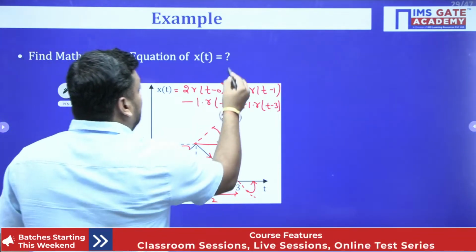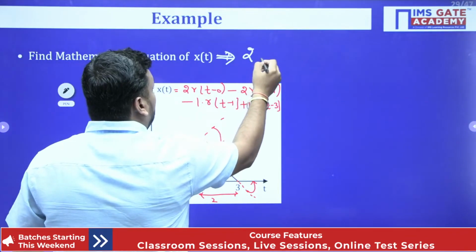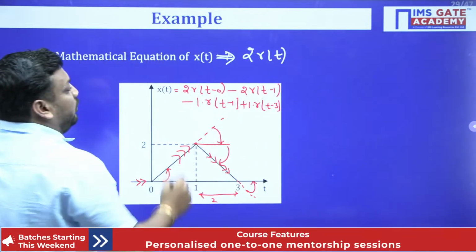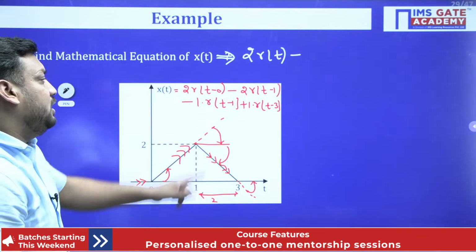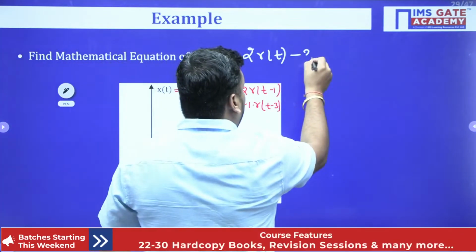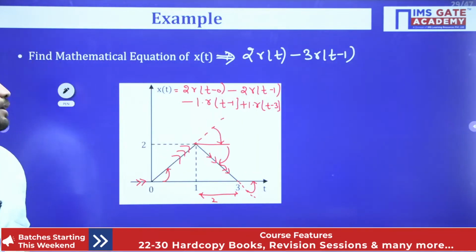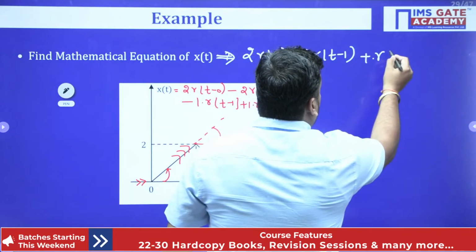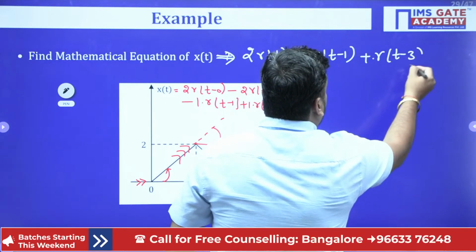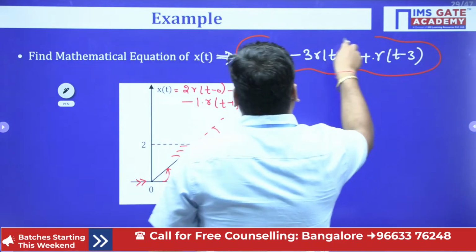You can write the final equation just like here: 2 r of t. Again, minus 2 and minus 1 will become minus 3 r of t minus 1. So you should write minus 3 into r of t minus 1, plus 1 into r of t minus 3. So this is nothing but your final equation, guys.